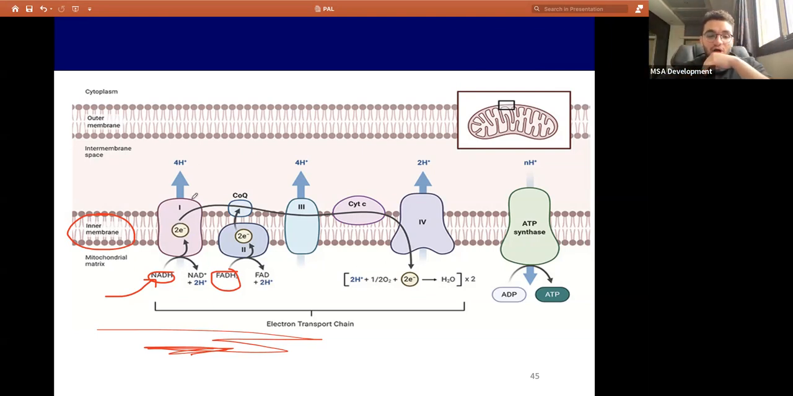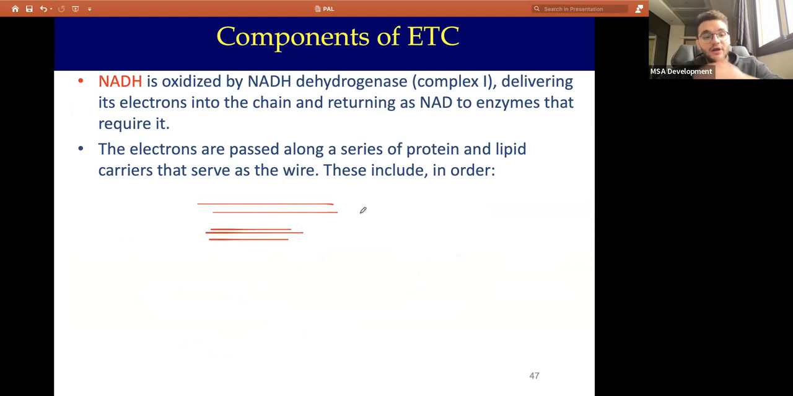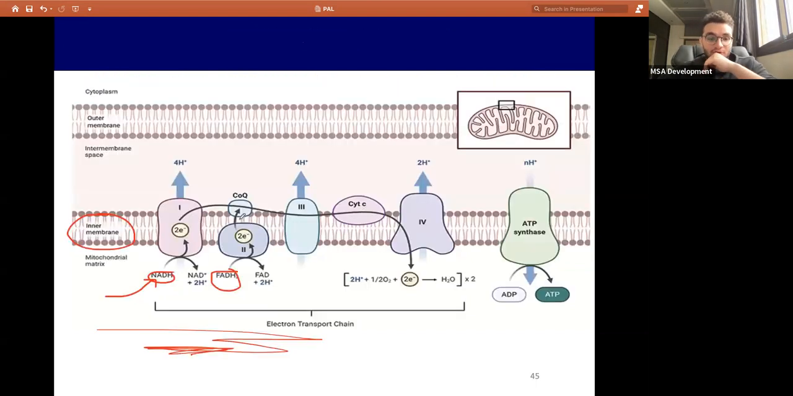What happens to the electron from NADH is that it goes to coenzyme Q. Coenzyme Q is also called ubiquinone. After coenzyme Q, it goes to complex number 3, and complex number 3 pumps protons. Then after complex number 3, it goes to cytochrome C, and then from cytochrome C into complex number 4. Complex number 4 pumps protons.